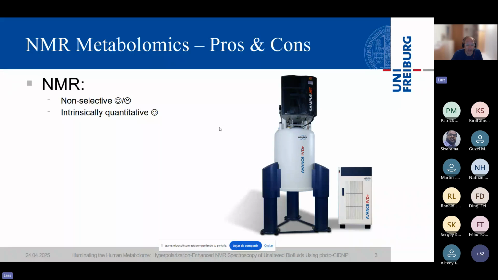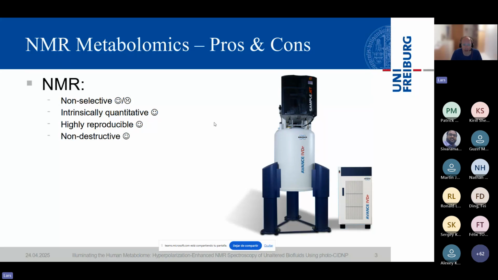Another advantage, and that's very important in the area of metabolomics, is that it's inherently quantitative. The results that you obtain from an NMR measurement are normally highly reproducible, so you can repeat the experiment over and over again, and as long as you do not change the experimental conditions or the composition of your sample, you should normally always end up with the same result.